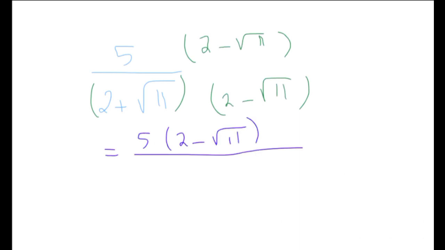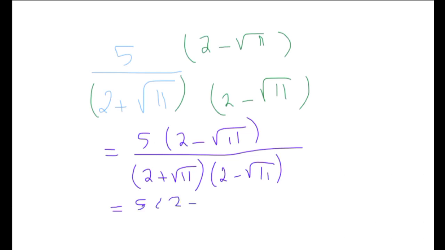So 2 plus radical 11 times 2 minus radical 11. Now, look down, a plus b times a minus b, it is a2 minus b2. So 5 times 2 minus radical 11 over 2 to the power 2, that is a2, minus radical 11 to the power 2.